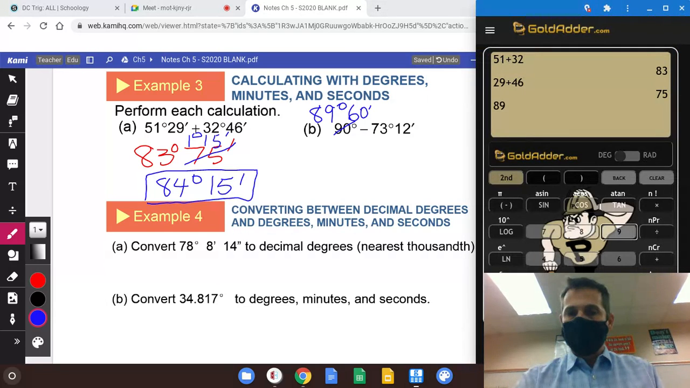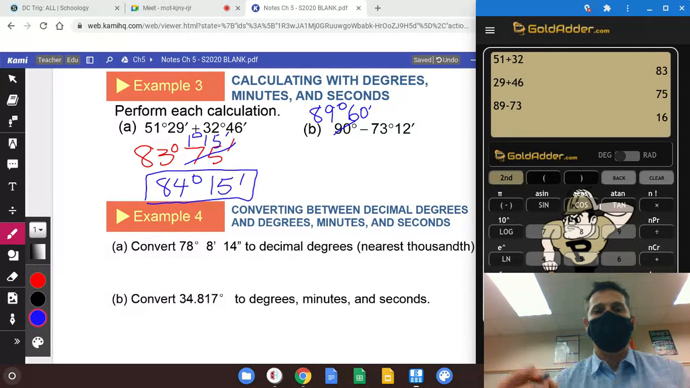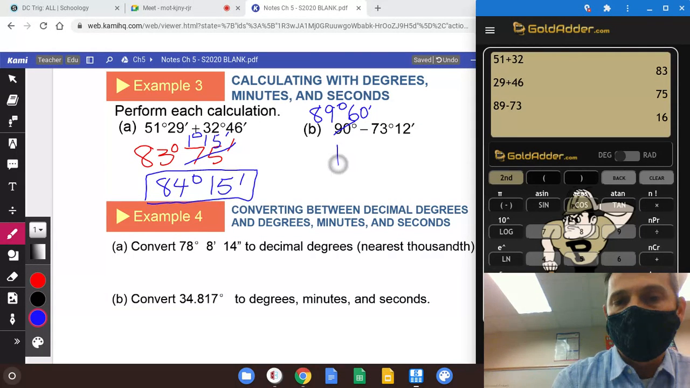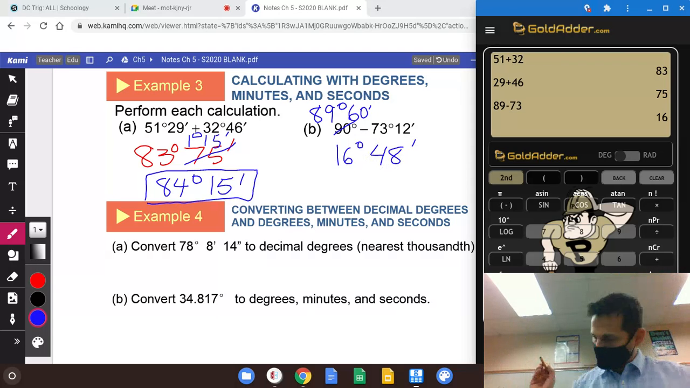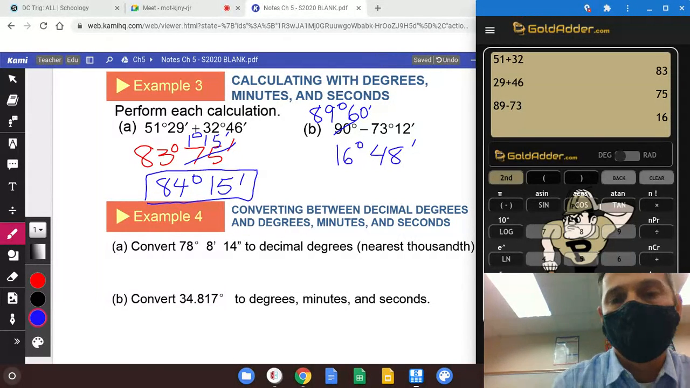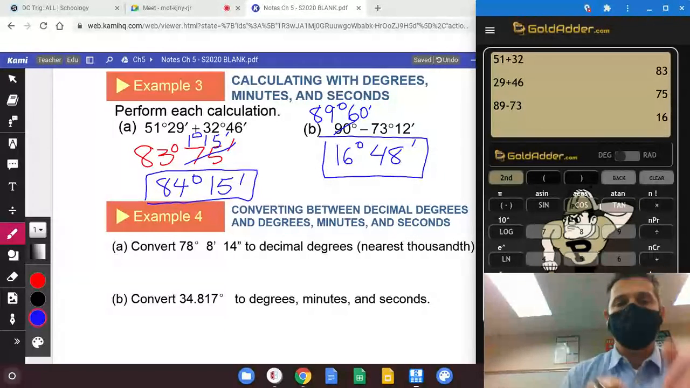So 89 minus 73, put your like terms together, is 16. So I see 16 degrees. And then 60 minus 12 is 48, right? 48 minutes. 16 degrees and 48 minutes. Done.